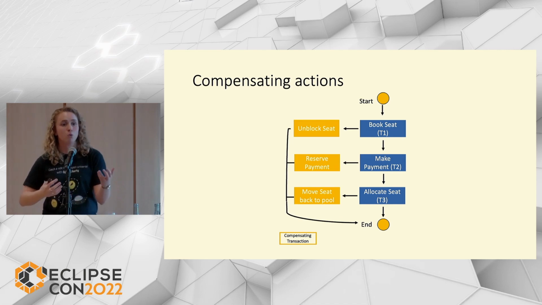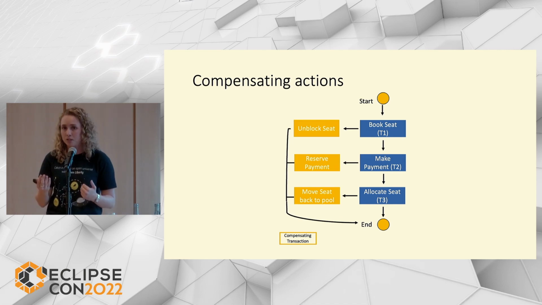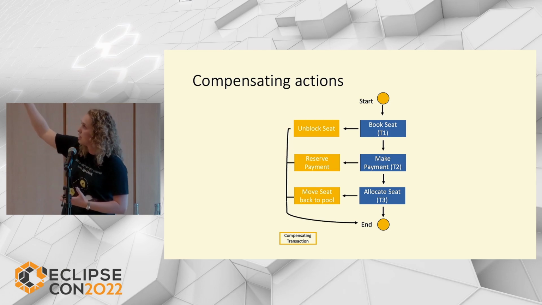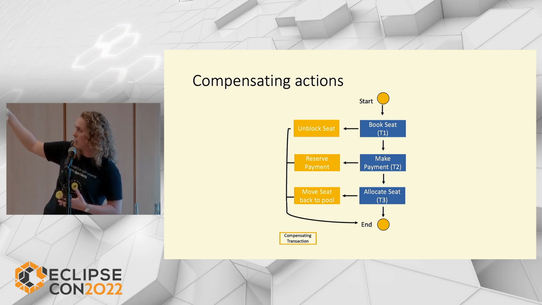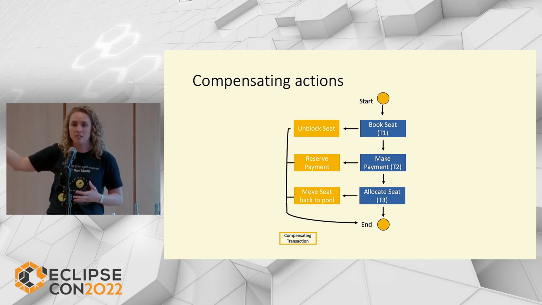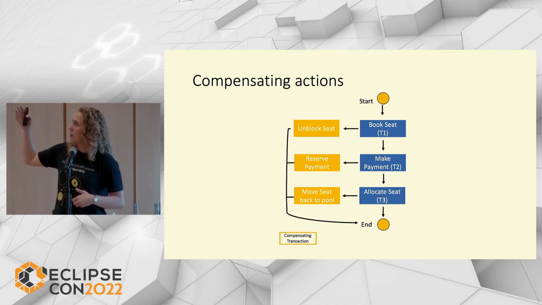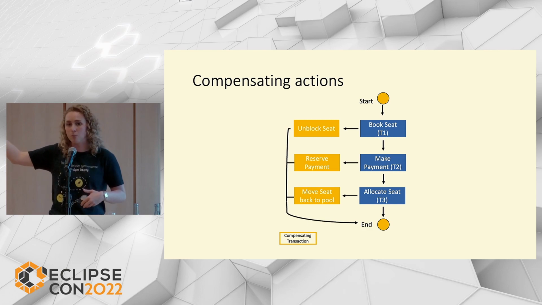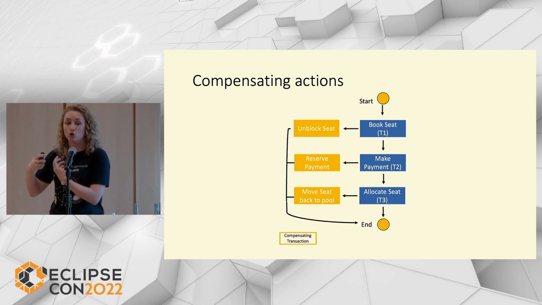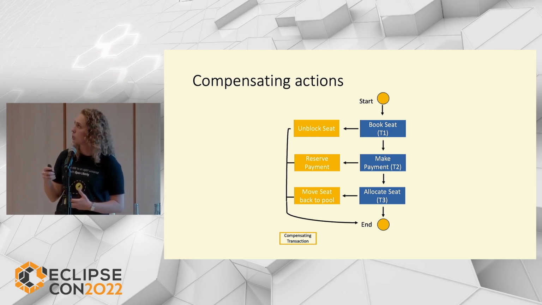Now, you can determine what business logic goes into that compensating action, but often it is essentially the reverse of whatever you did in the original action. So you can see examples here. We've got the blue, which are the actions, and the yellow, which are the compensating actions. So if we booked a seat as part of our transaction, then we'll need to unblock that seat at some point if our transaction isn't able to be successful. So it is a forward-looking strategy.